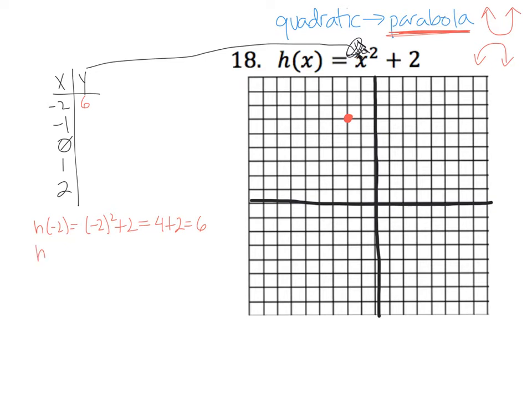H of -1. Same thing, plug it in. -1 squared plus 2. -1 times -1 is +1, plus 2 is 3. So I'm going to put a 3 right there. I'm going to go over to my graph, and that's -1, and then up 3, so right about there-ish.